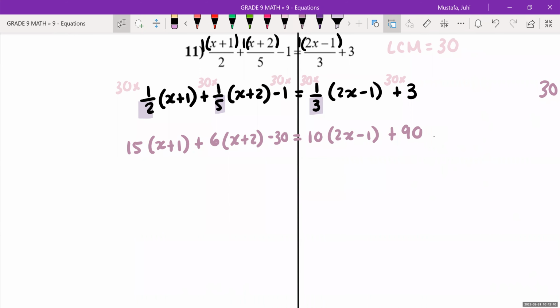All right, now we're ready to distribute all of the numbers outside brackets and get rid of the brackets. So 15 times x is going to be 15x. 15 times positive 1 will be positive 15. 6 times x will be positive 6x. 6 times 2 will be positive 12 minus 30. 10 times 2x will be 20x. 10 times negative 1 will be negative 10 plus 90.